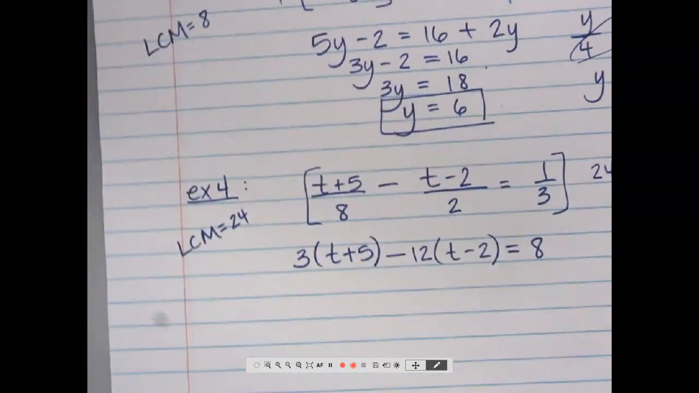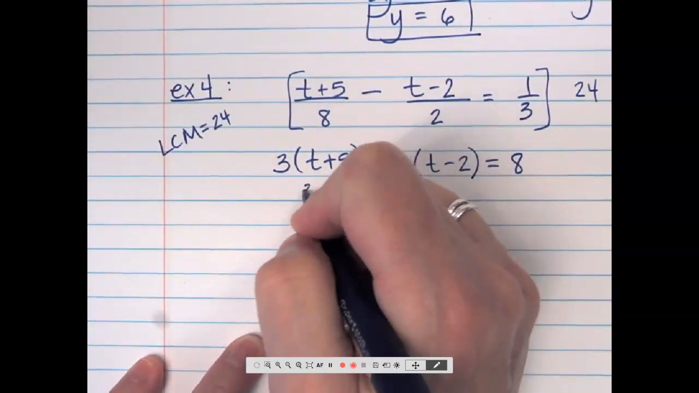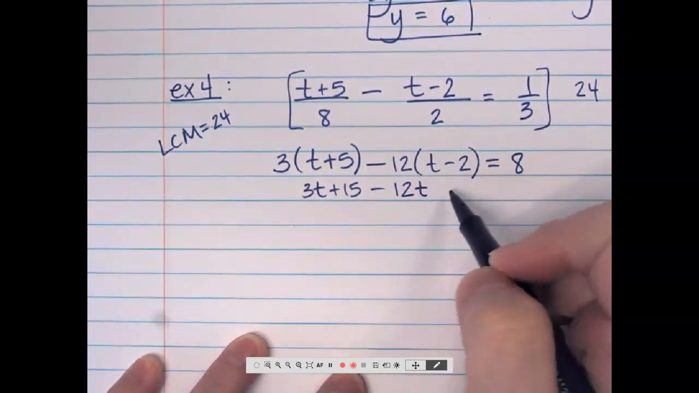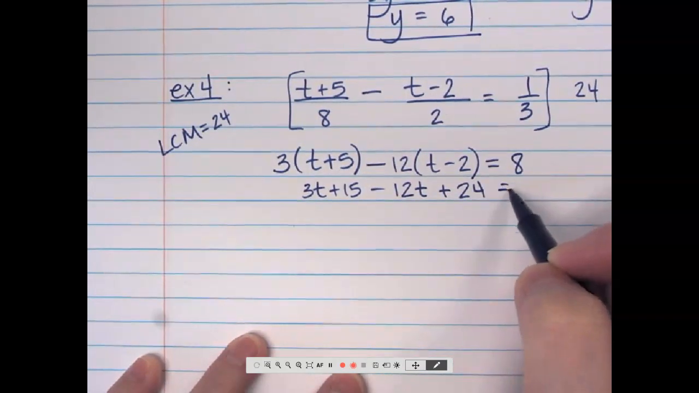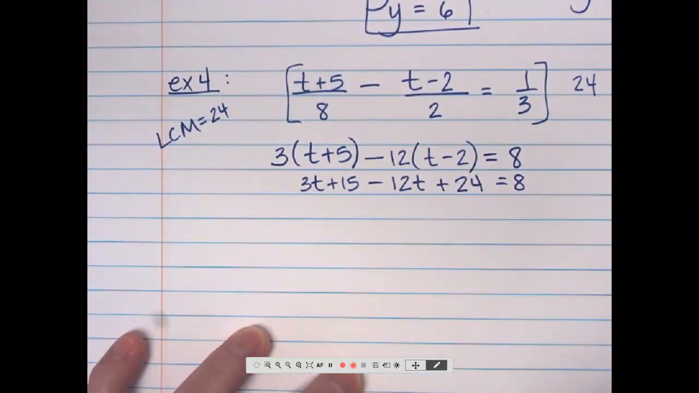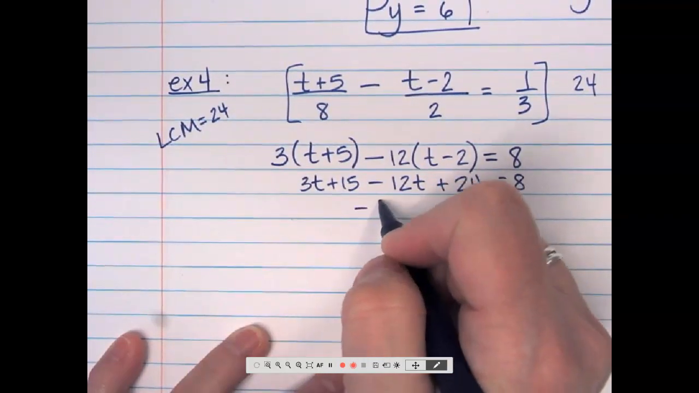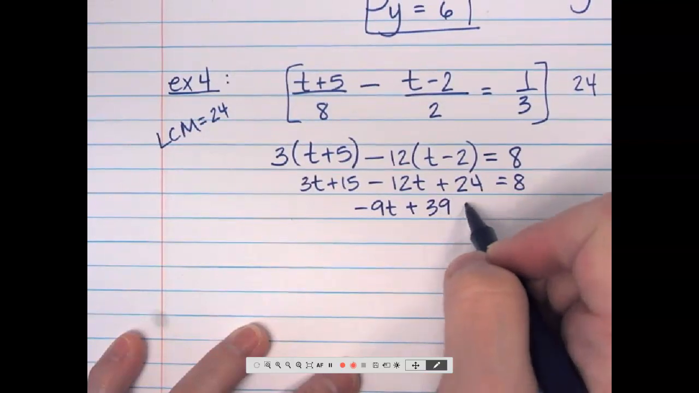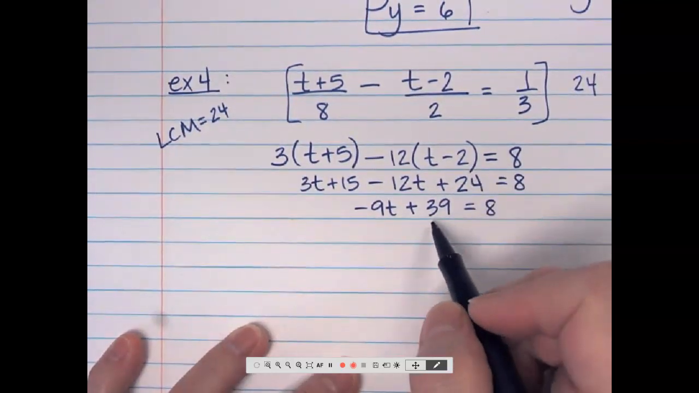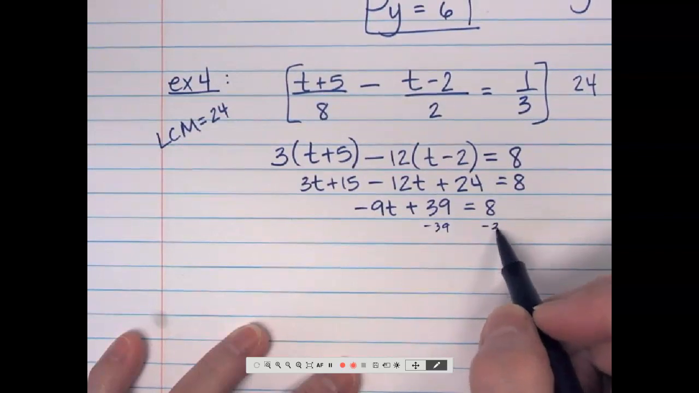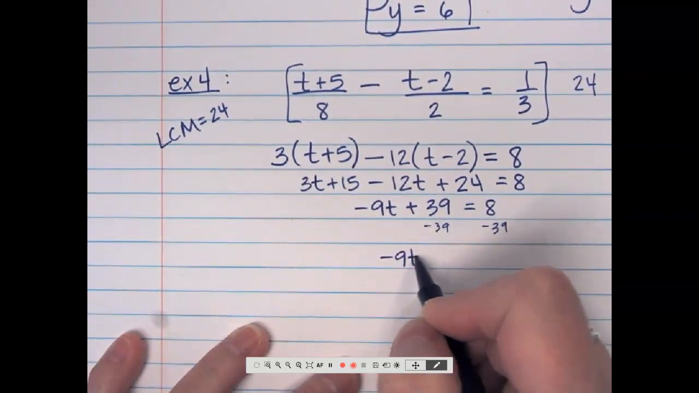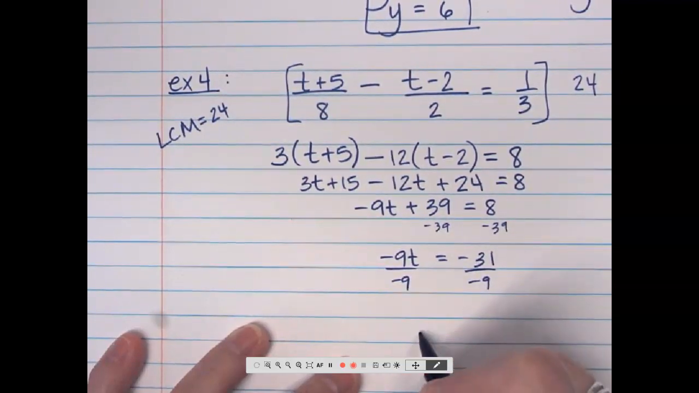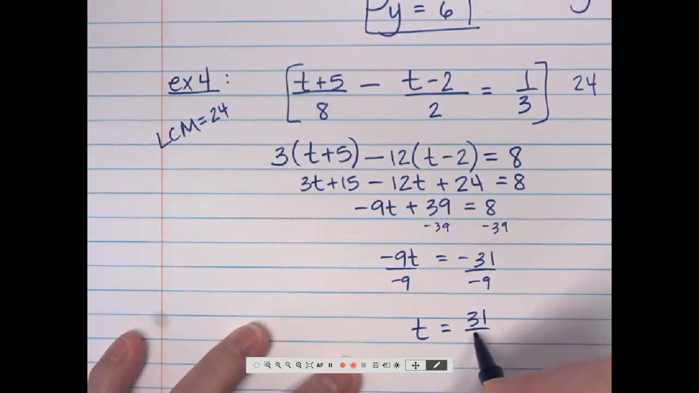All right, let's see what we get here. This will be 3t plus 15. Be careful with your distributing a negative. We tend to make careless errors when we do that. That gives me a negative 9t and a 39. And then I'm going to subtract 39. Negative 9t is negative 31. Divide by negative 9. Not a pretty number, but I get 31 over 9.